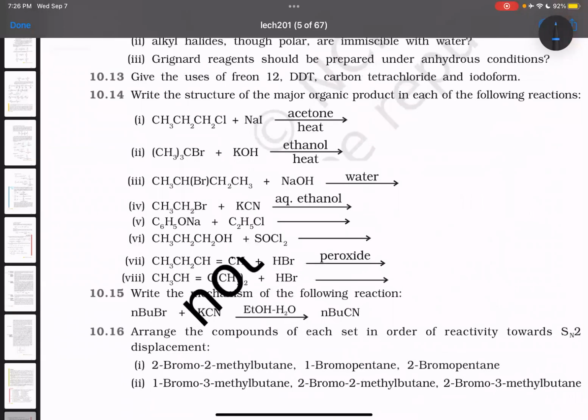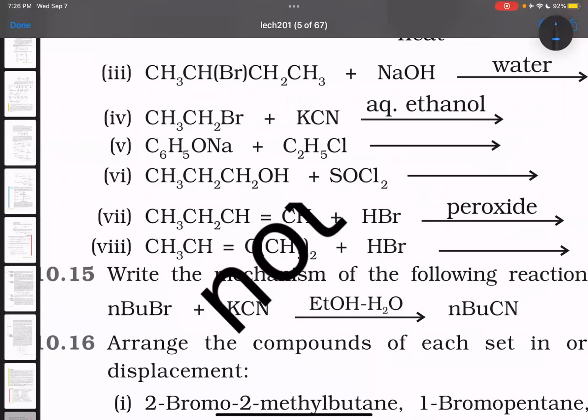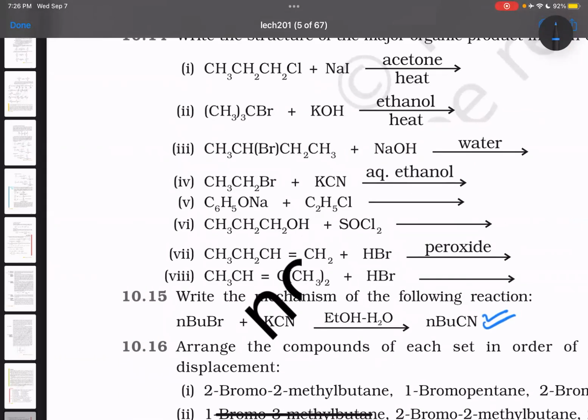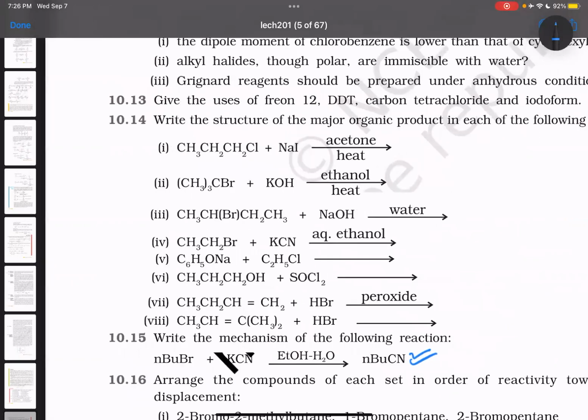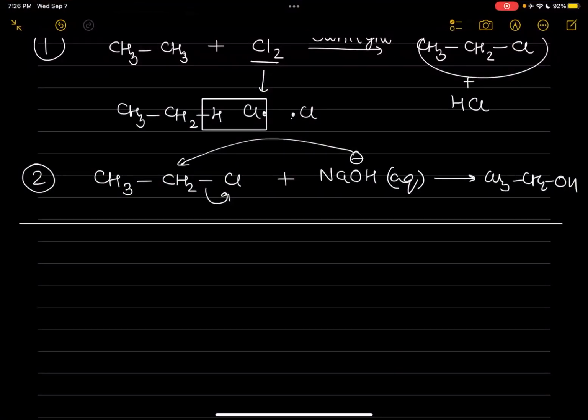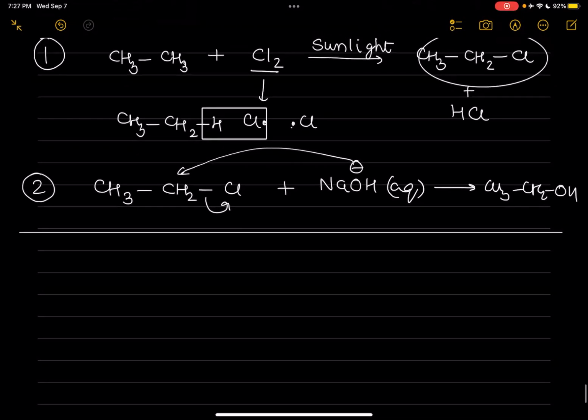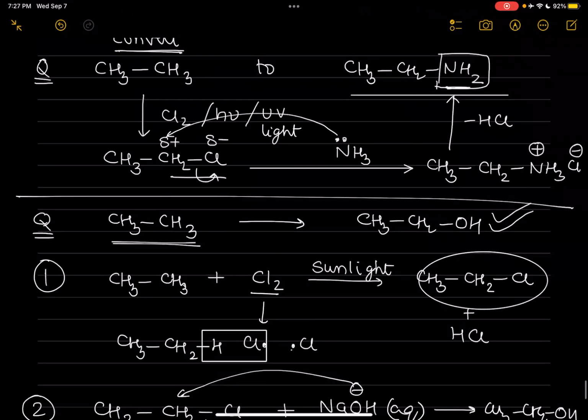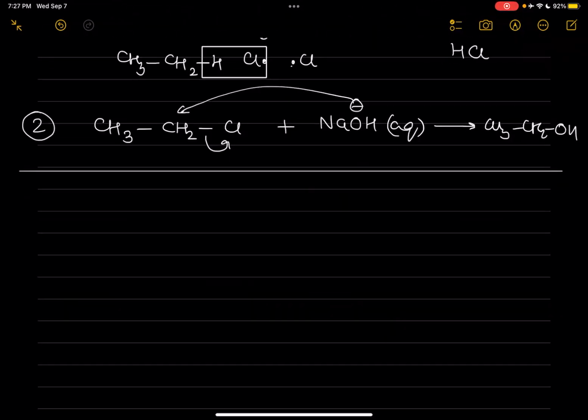Okay, look here. This one we did just now. The next thing is this: substitution reaction on sp3 carbon or alkyl halide, which occurred very easily. Okay, but will the same substitution reaction occur on aromatic halides? No, sir. No. Why?